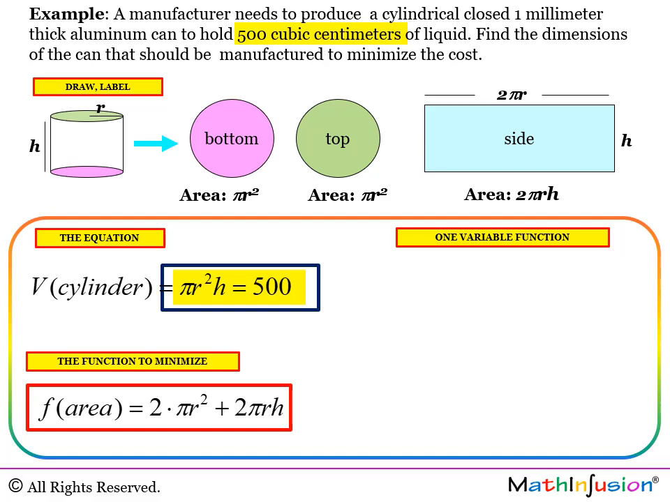I have two variables. I definitely need to reduce one of the variables. Which one should I reduce? The r or the h? Definitely the r is not going to be reduced because we have r to the power of 2 and we have r and it's really complicated. So we are just going to get rid of this h.